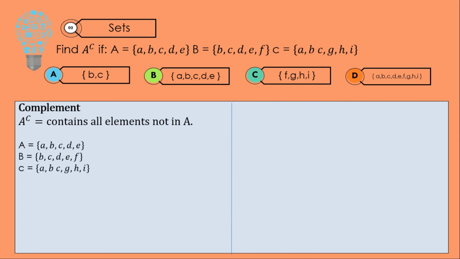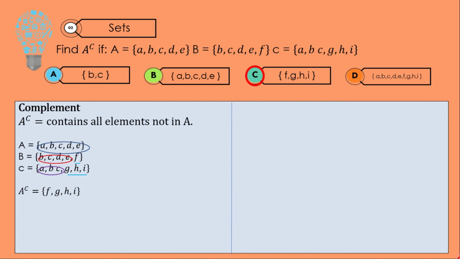Now let's find the elements in A that are found in B and C so that we could delete those elements, and what remains are the elements that are not found in A. So we have here A, B, C, D, E, and in set B, we can see that B, C, D, E are present, and in set C, we have A, B, C. So what remains are F, G, H, I. Thus, the complement of A is the elements F, G, H, I. Our answer is letter C.